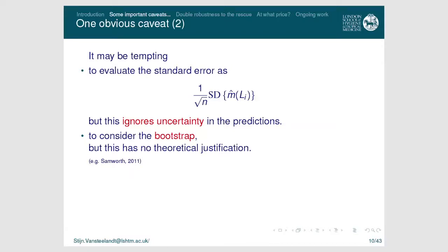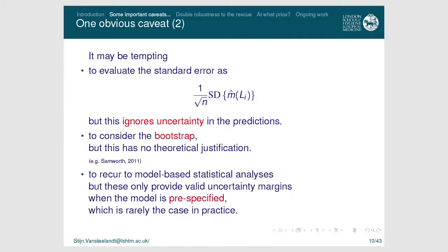It's also tempting to consider use of the bootstrap, but unfortunately the bootstrap has no justification when machine learning is part of the process. So in that sense, we might also say, well, let's go back to our old school statistical analysis, which could be perfectly sensible. But even there, our usual uncertainty margins, the way we calculate confidence intervals, only work if the model is pre-specified. And in practice, that would often not be the case. So even there, I think we have an issue.